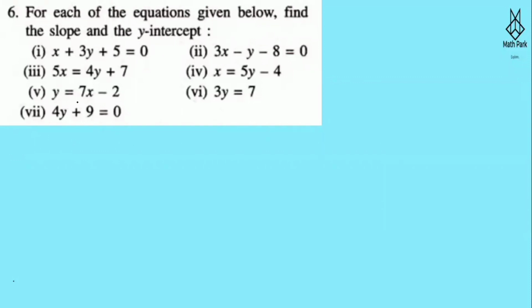So the fifth one is very much directly given to you here. You can see the coefficient of x is 7. So your slope is equal to 7, the coefficient of x, and your y-intercept c is equal to minus 2.